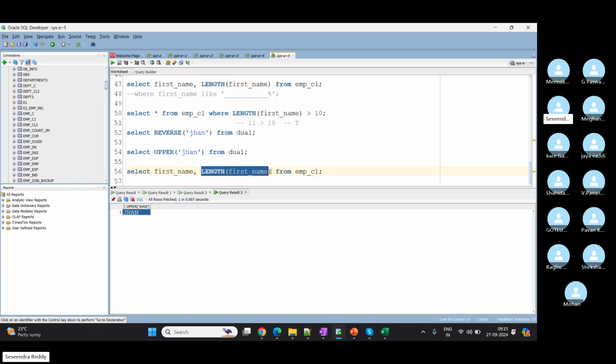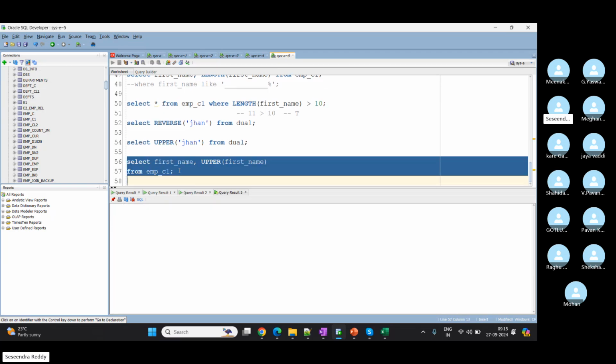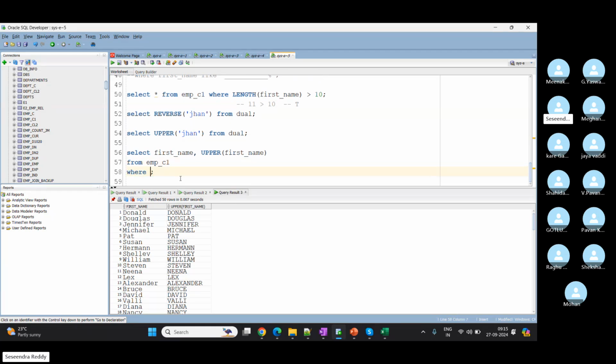Okay, going to use upper in place of length. Okay, so let's say someone asked me to display Donald or Neena, someone's name, I mean their details. So we can go with first_name equal to so-and-so, Neena, right?